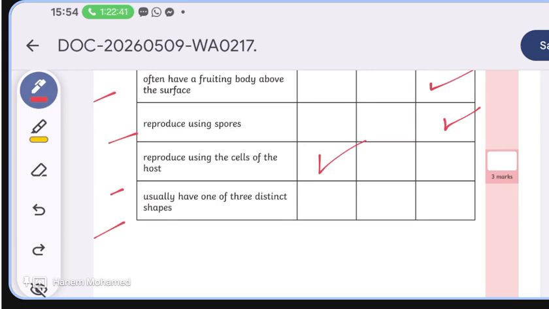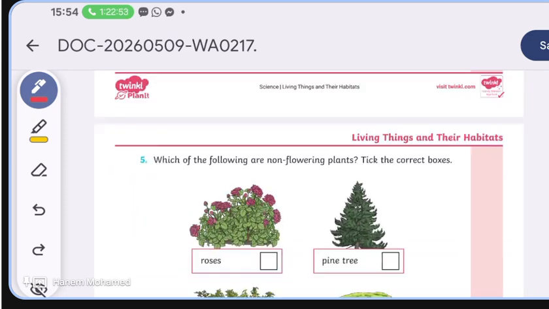This is the bacteria. Bacteria can be rod-shaped or spherical. Most of them have 3 distinct shapes. So this is about microorganisms. The next.